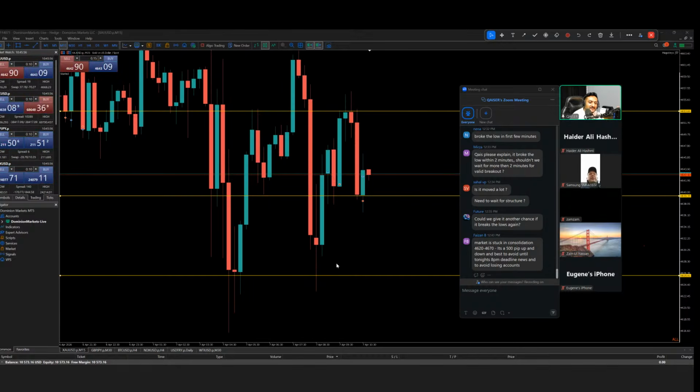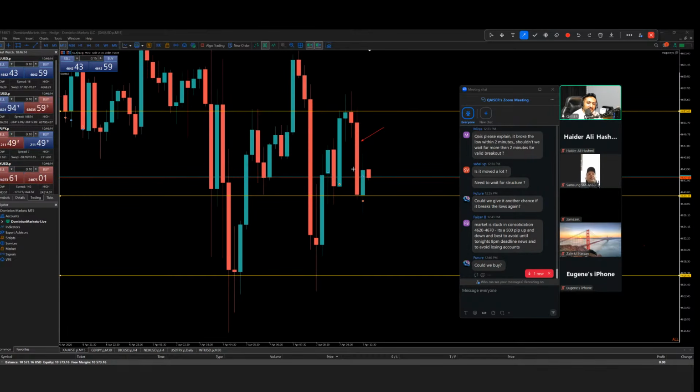Could we give it another chance if it breaks the low again? No, it didn't break the low again, actually, and it didn't make sense. It dropped the volume, actually. The next candle should respect the previous candle, which showed volume. See this one. If it didn't respect the previous candle and closed in a bullish form, it dropped the volume for the bearish one.